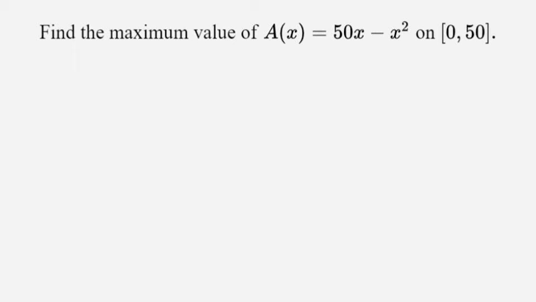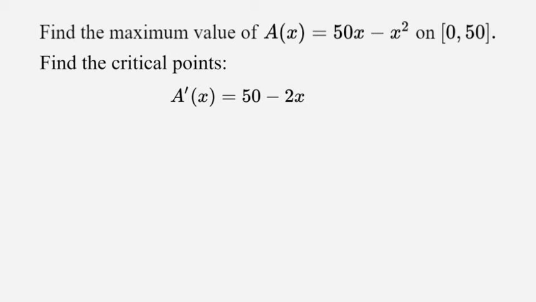And the way that we find the absolute max or absolute min on a closed interval is by taking the critical points of this function, the endpoints on this interval, and then plugging all of those into the function, and whichever one of those gives the highest value is our absolute maximum, and whichever of those gives the lowest value is the absolute minimum. And we're looking for the absolute maximum, so that's the only one we're going to care about in this problem. But first, let's find the critical points.